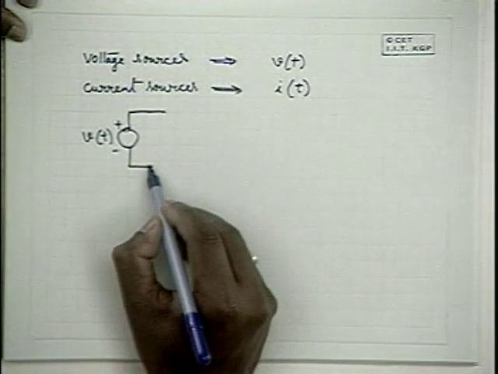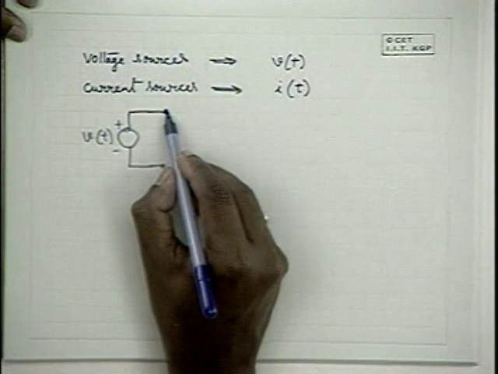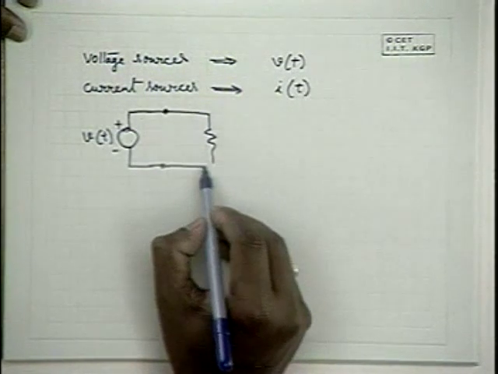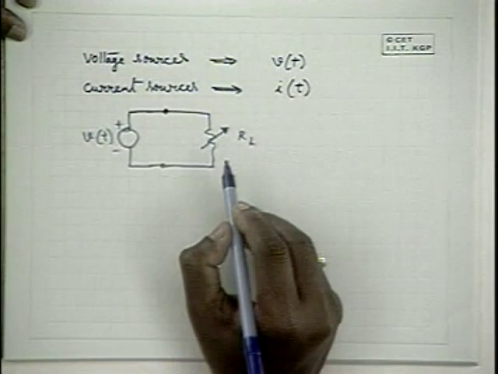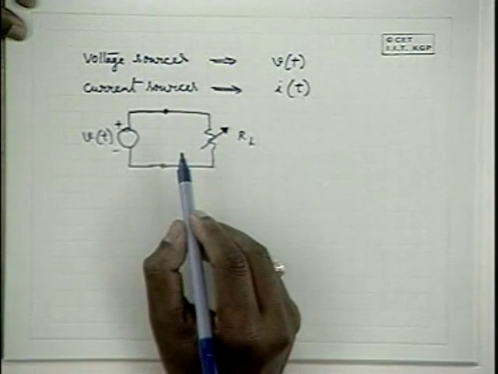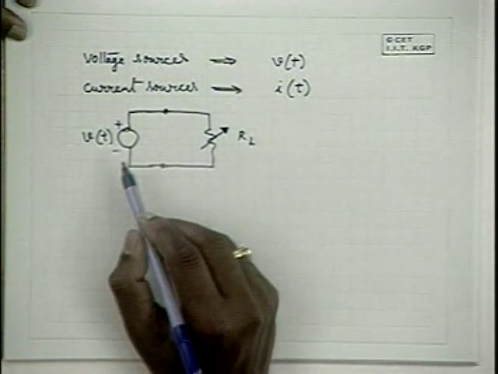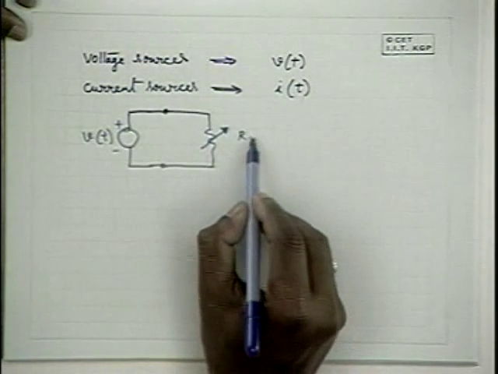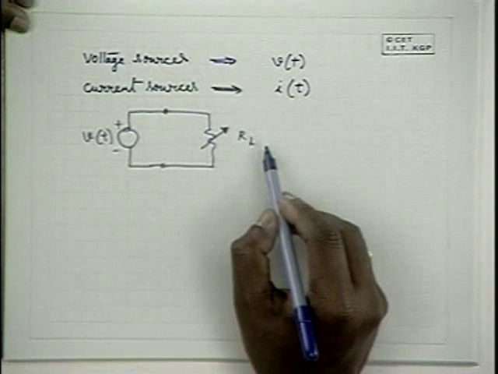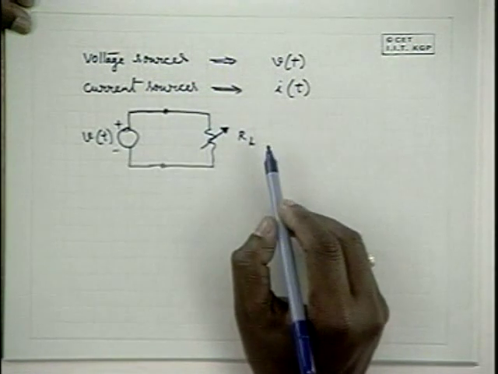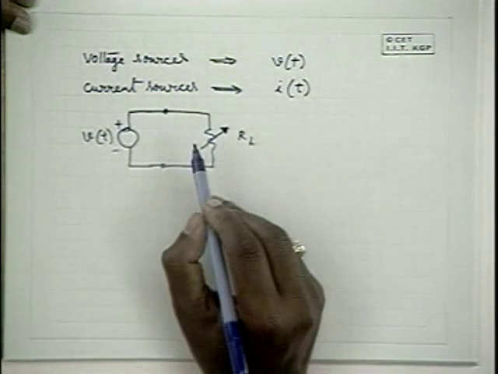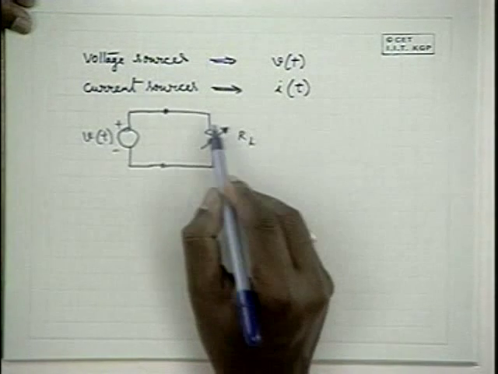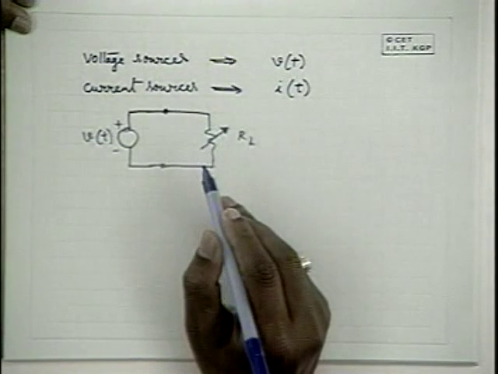What we mean by a voltage source is that when we connect a load resistance and vary it, this voltage should not change. For all practical purposes, this voltage should be constant, whether you connect a 1 kilo ohm resistance, a 10 kilo ohm resistance or a 100 kilo ohm resistance. Or even when you open circuit it and measure the voltage, that voltage should be the same whether a load is there or not.